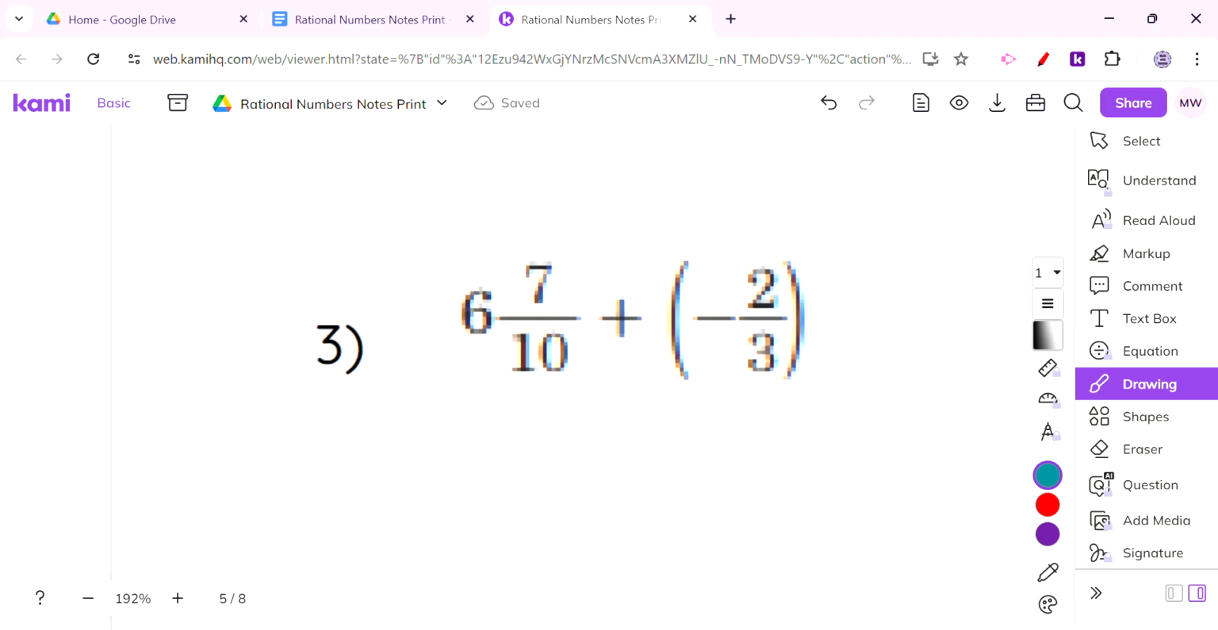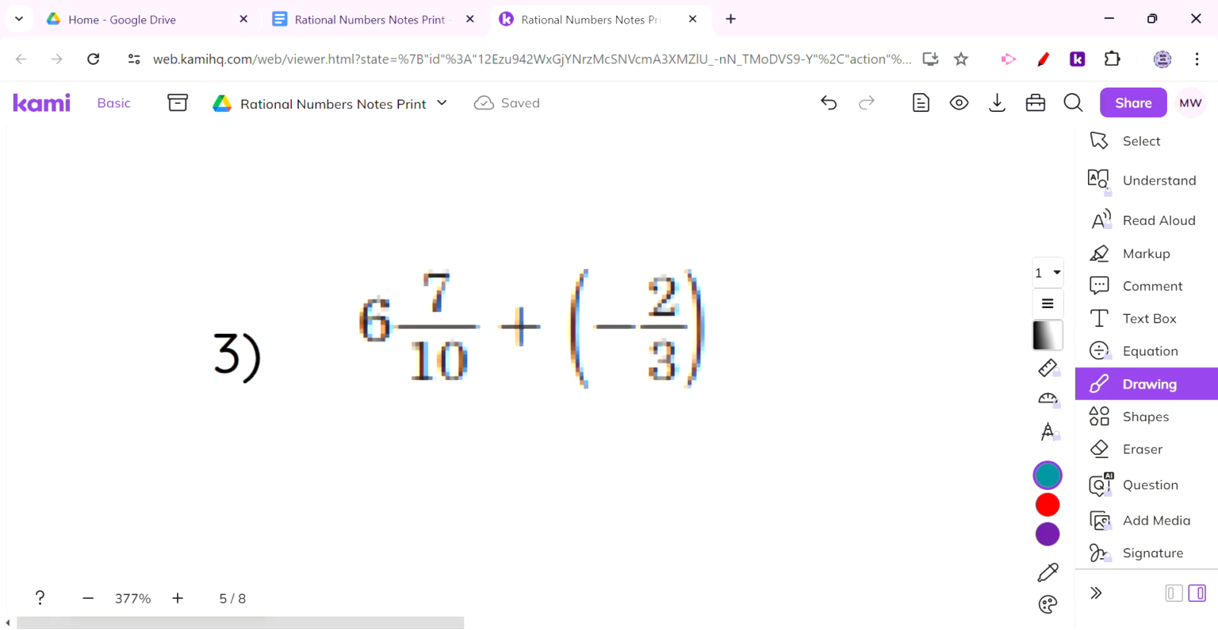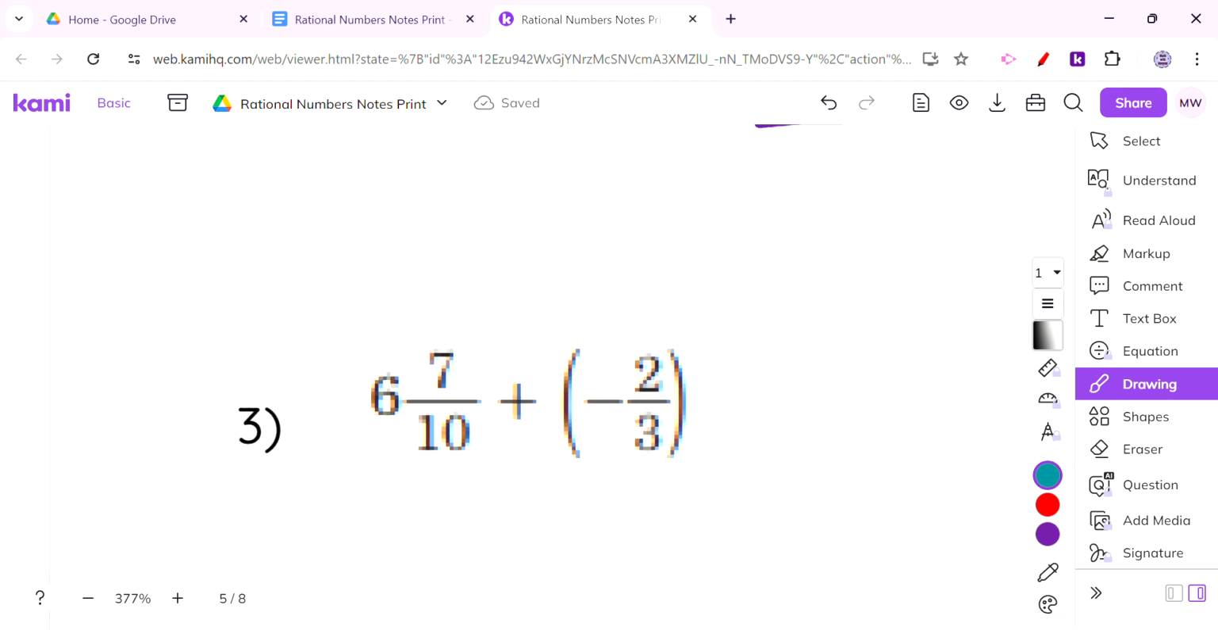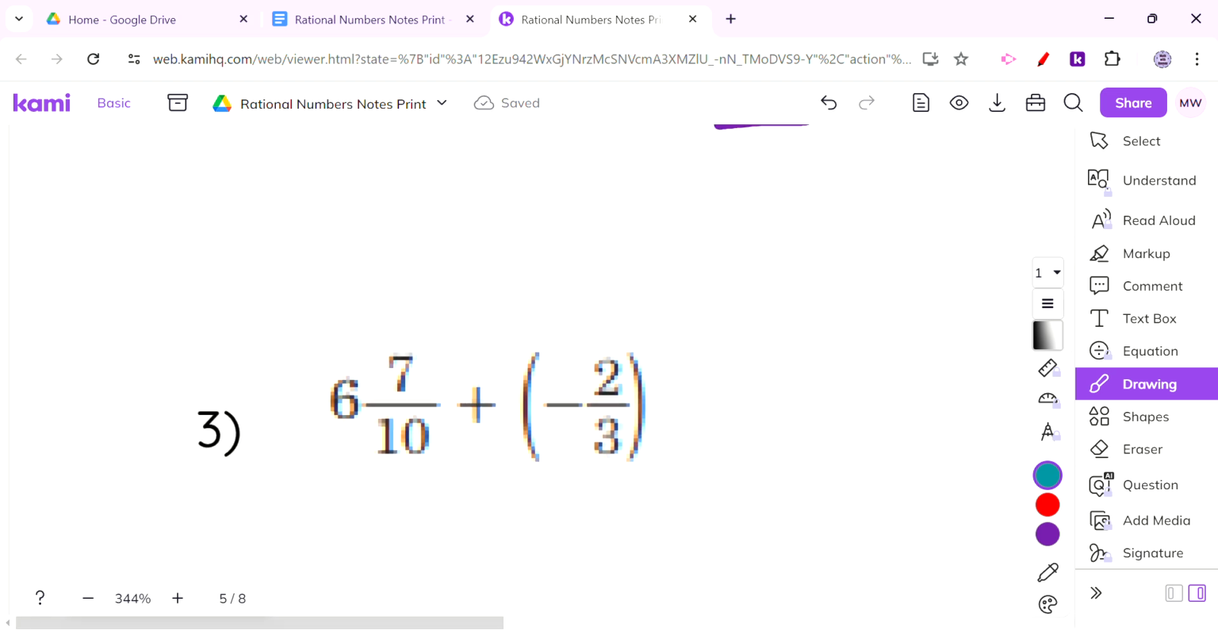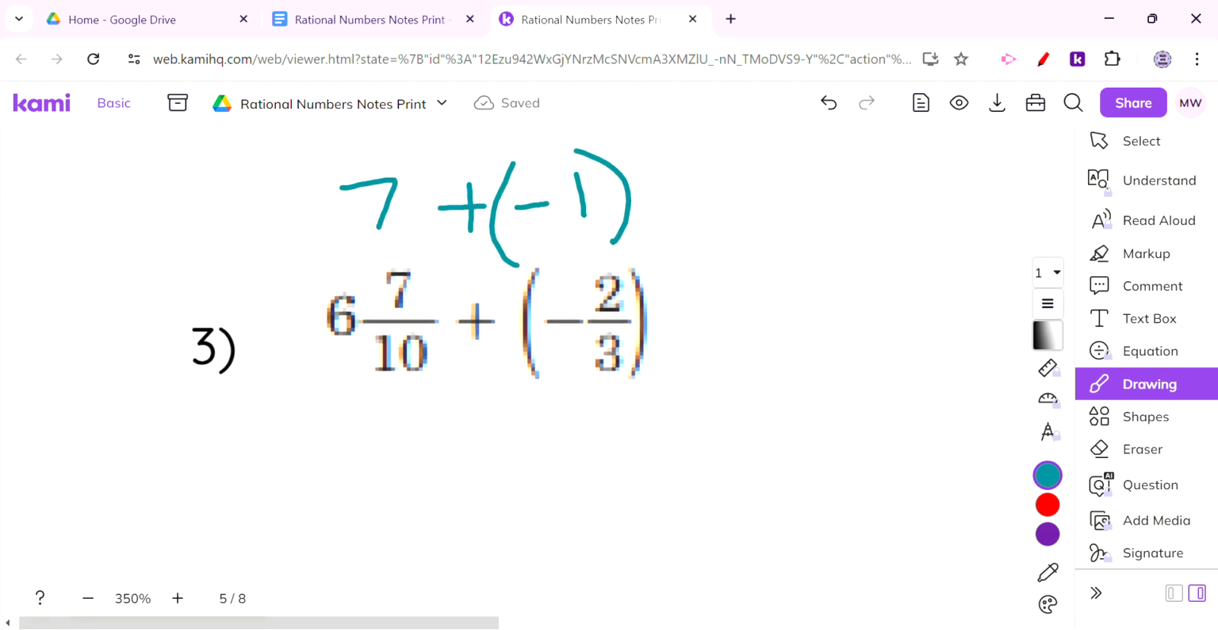All right, number 3, we have 6 7/10 plus negative 2/3. So 6 7/10, I'm going to actually round that to be about 7. And this negative 2/3, I'm going to round that to be about negative 1. Okay, let's turn these into improper fractions. So 10 times 6 is 60, plus 7 gets us 67.